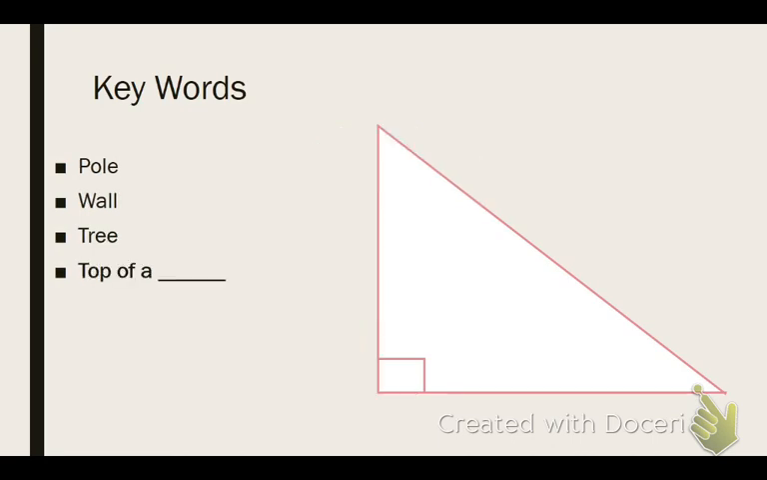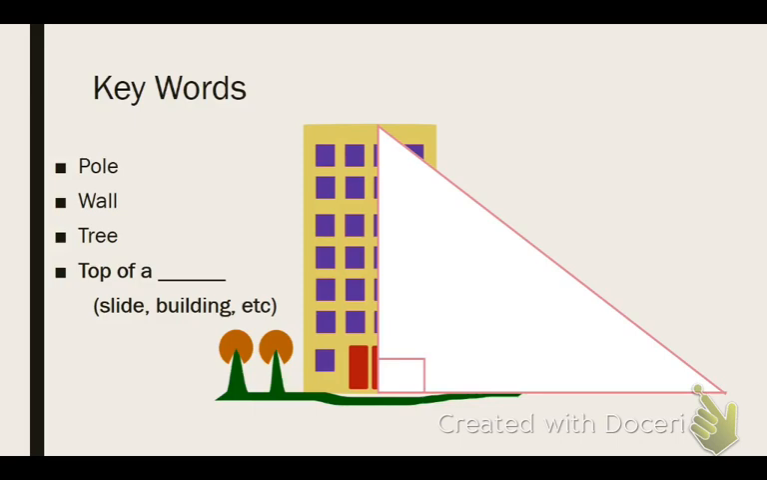The next would be the top of a blank. So fill in that blank. It could be the top of the slide, the top of a building, the top of a skyscraper, the top of a mountain. Doesn't matter when it says the top of a blank. You're going to be talking about the vertical.